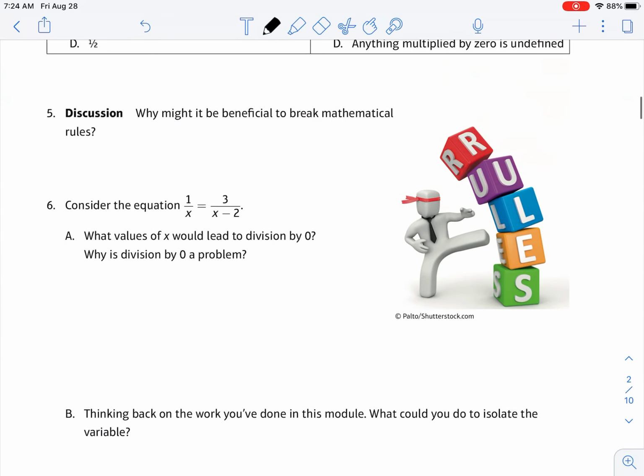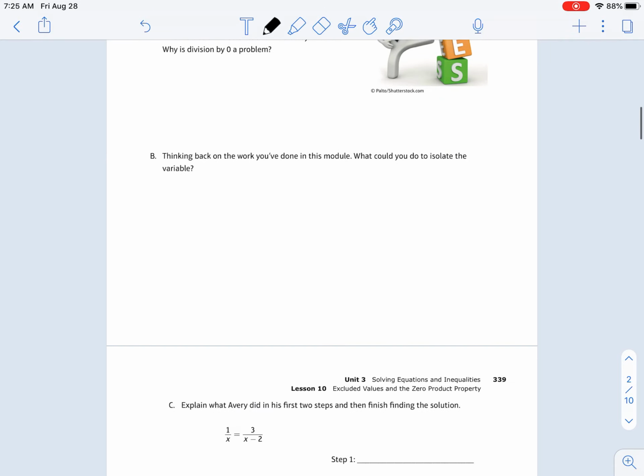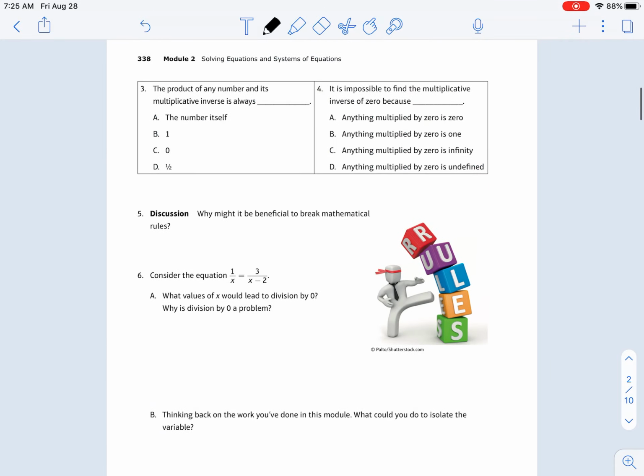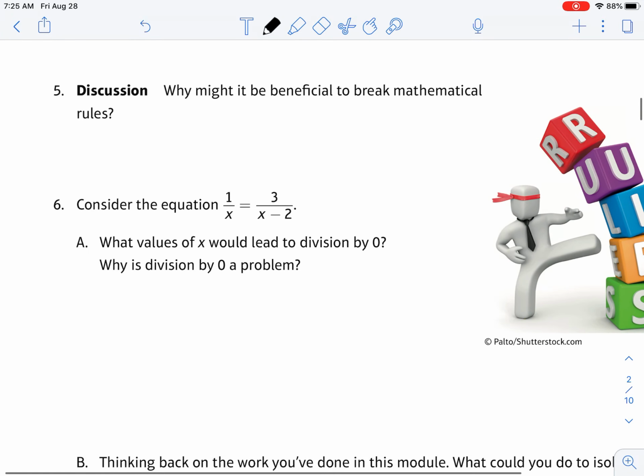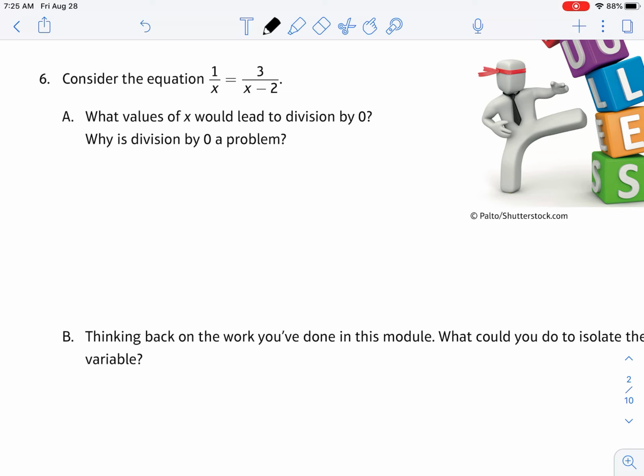All right, so we're going to start on page 338, example number 6. We're going to consider the equation 1 over x equals 3 all over x minus 2. What values of x would lead to division by 0? Why is division by 0 a problem?